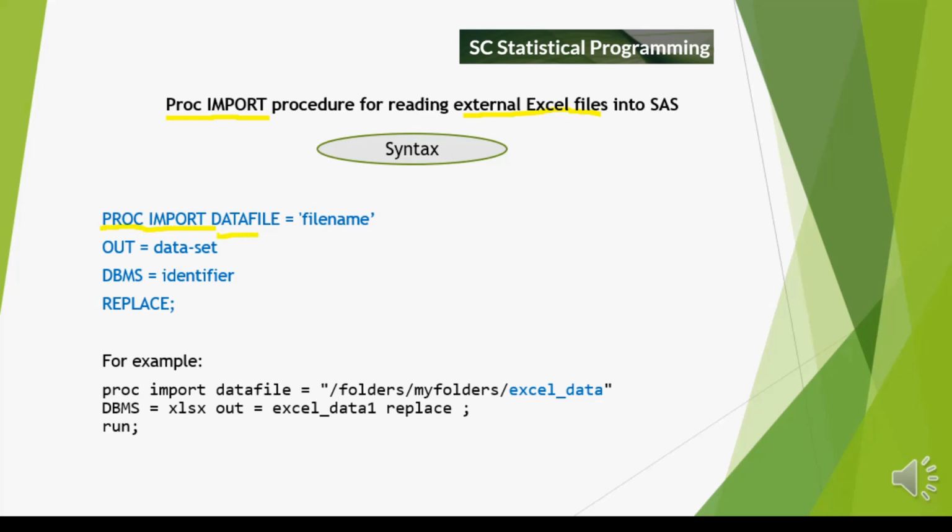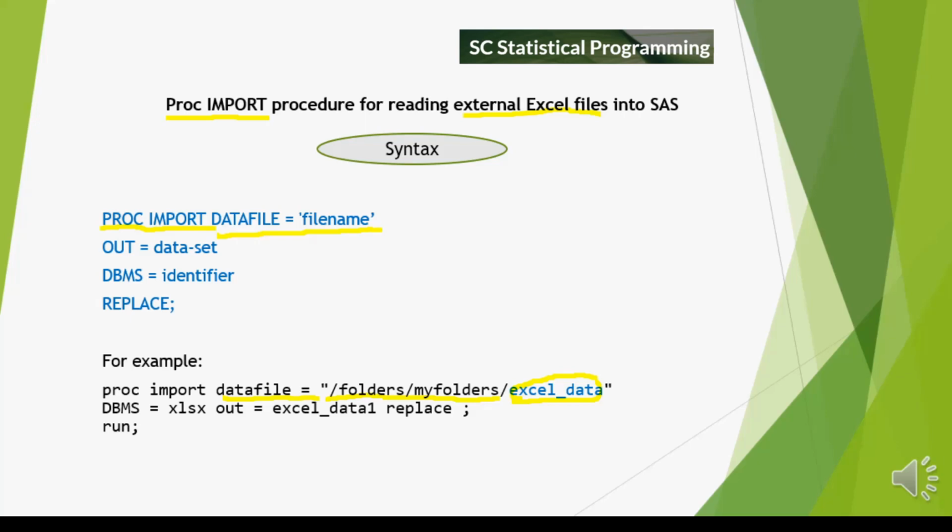And then follows the first option, datafile equals file name. The file name specifies the complete path and file name that is read into SAS. So for example, in this example code, the datafile equals option is here. And in the quotation marks, we have this part, folders, my folders. This is the folder or place that our external Excel file is stored in. And then followed by Excel_data. This is the actual Excel data file we want to read into SAS, okay?